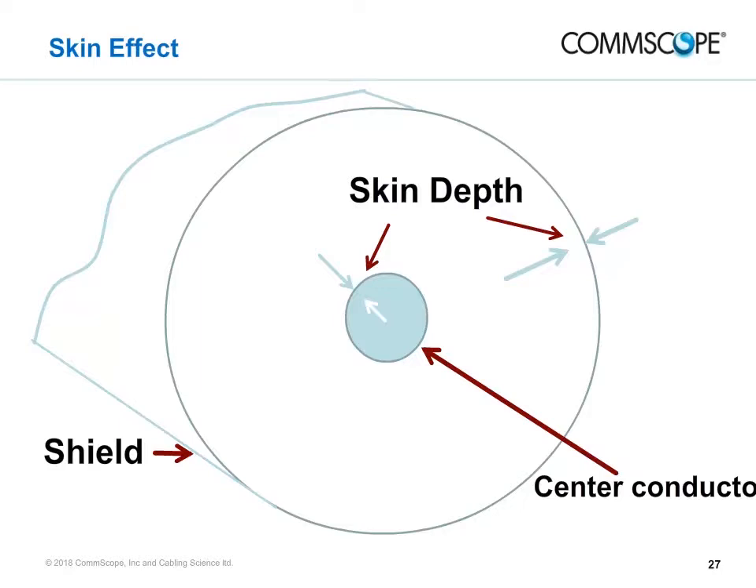Skin effect is the property of a conductor that causes current flow to decrease exponentially with depth from the outer surface. The illustration of a coaxial cable in this slide points out that this phenomenon holds for both the shield and the center conductor of a length of coax. The distance from the surface to where the current has decreased to about 37% of the surface amount is called the skin depth at that frequency.